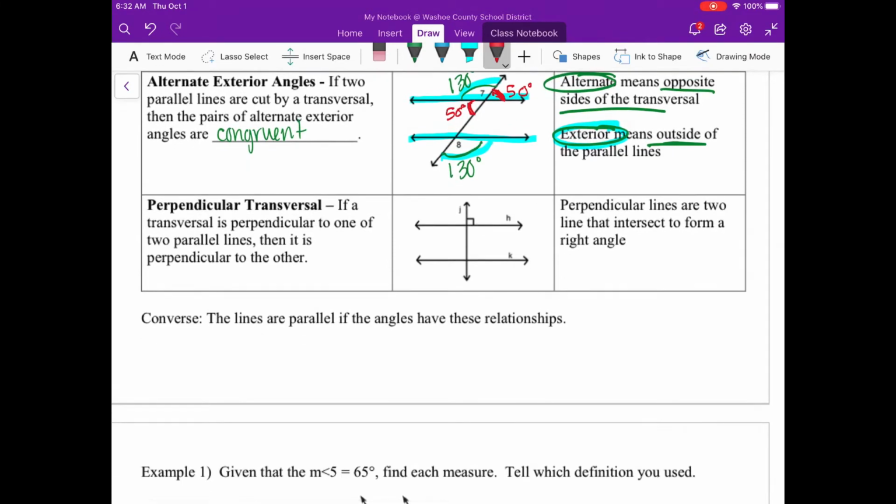And the last thing we have here is the perpendicular transversal. We have a transversal line, so remember that's the line that cuts through parallel lines, and it happens to create a 90-degree angle, then that means that all the other angles are also going to be 90 degrees. So they're going to be right angles, or you can label them as 90 degrees.